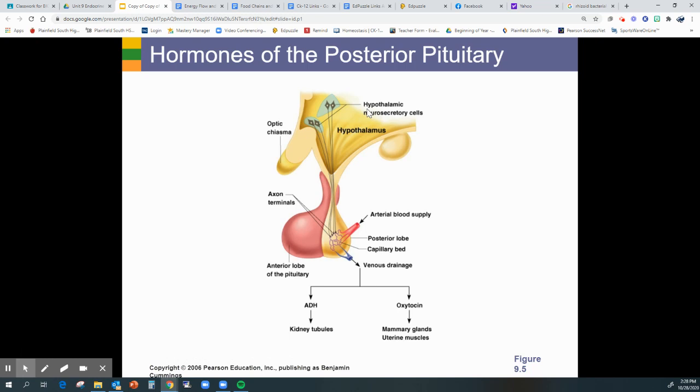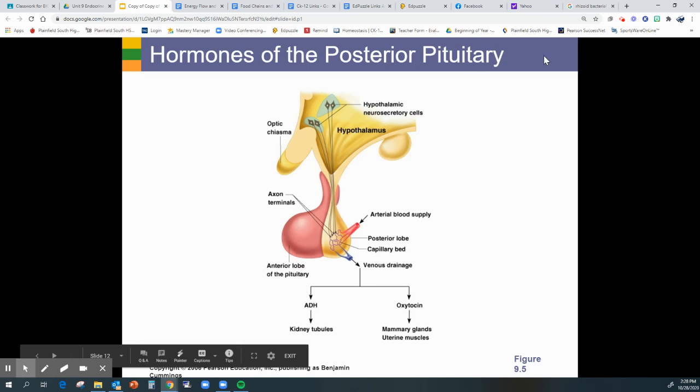Okay. This is just a little bit of a look at what goes on. So this is the posterior pituitary here. We just have a couple of different things. ADH is one of those that's being secreted by the posterior pituitary. It's actually not being secreted by the posterior pituitary. It's made in the anterior pituitary and stored in the posterior pituitary. And same thing with oxytocin. It's actually stored there as well. They're not actually produced in those organs.